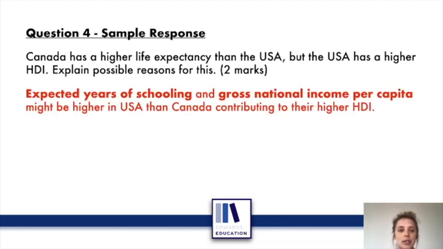So in my response here, the expected years of schooling and gross national income per capita might be higher in USA than Canada, contributing to their higher HDI. Notice here that I put in bold the indicators. I'm signposting there to the assessor where my marks are. I'm also reiterating that I know that USA has a higher HDI and that those 2 indicators contribute to the HDI.